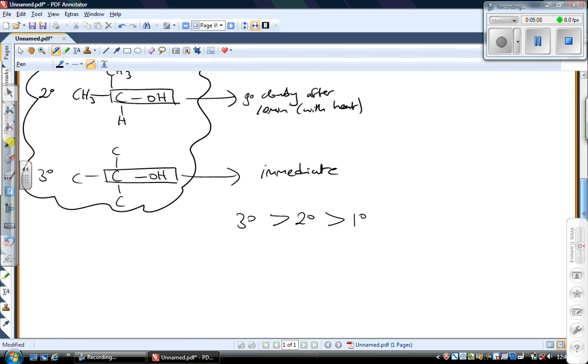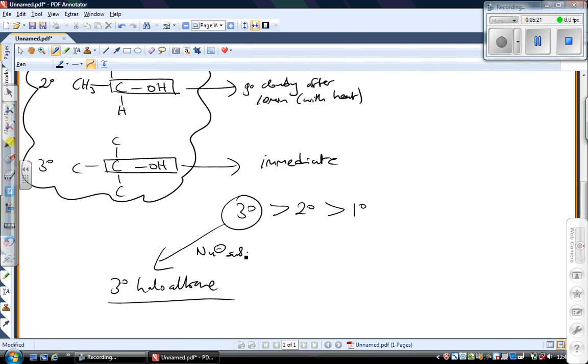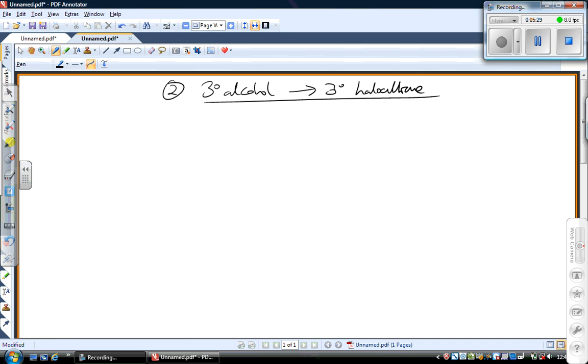And the second thing we looked at, which flows with the poster, is using a tertiary alcohol to form a tertiary haloalkane. This will be my second section that I'll look at now. This is a nucleophilic substitution on a tertiary alcohol to form a tertiary haloalkane. So that's the next thing I'm going to look at now. Okay, so a nucleophilic substitution on a tertiary alcohol to give you a tertiary haloalkane.